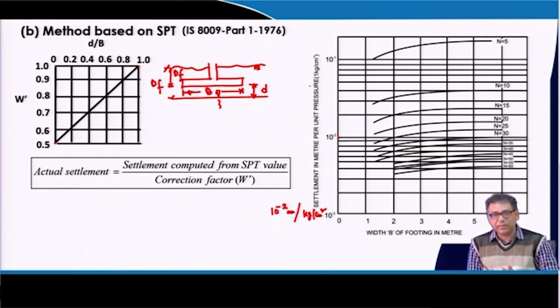I will solve one particular problem, then I will show you how you can use this data. Right now, if you know the width of the foundation and the N value, you will get the settlement which is in meter per unit pressure, that is in kg per centimeter square. And then once you get this settlement, suppose this is your computed settlement.